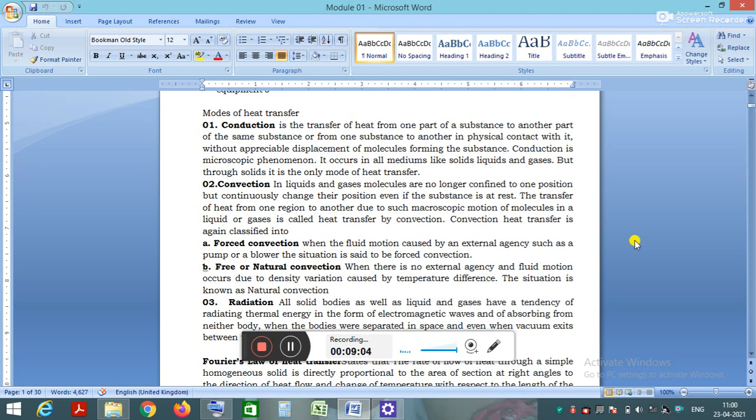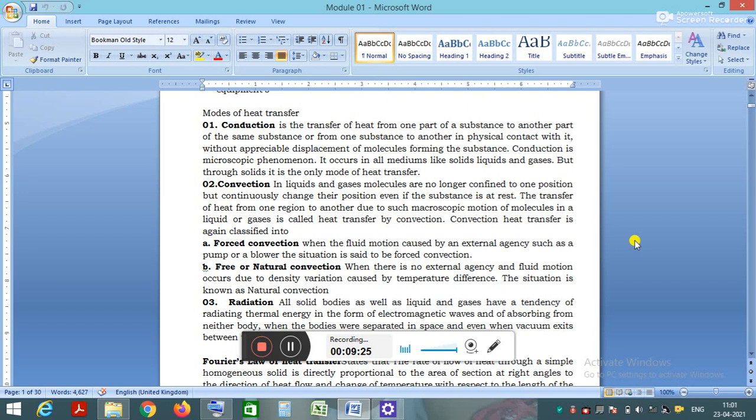After a certain height, after the stratosphere or the atmosphere, there are no particles. It is completely a vacuum. But the radiation from the sun travels and reaches the earth in the form of electromagnetic waves. Here no medium is required.